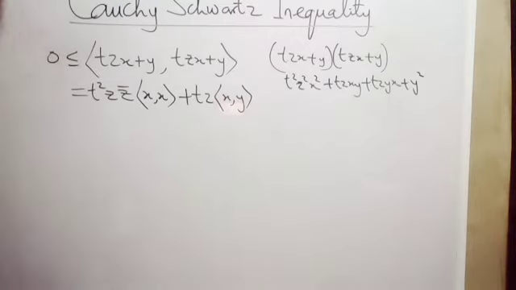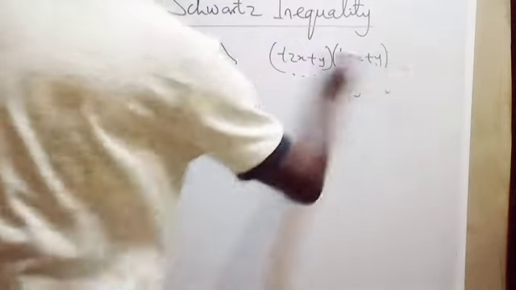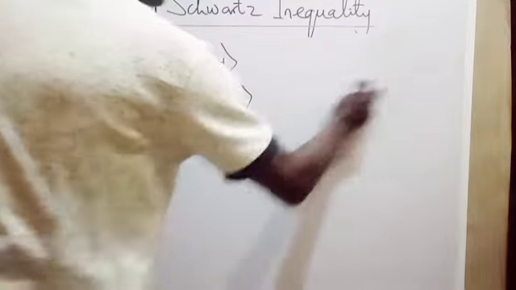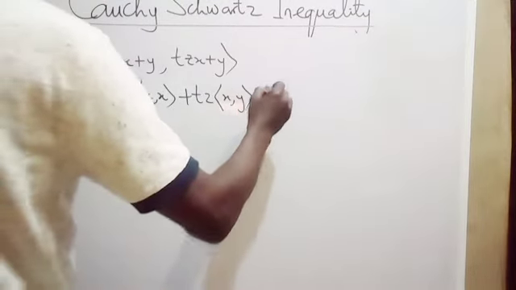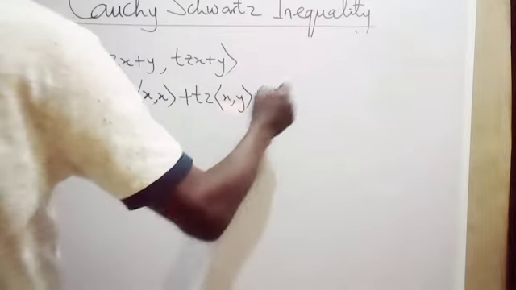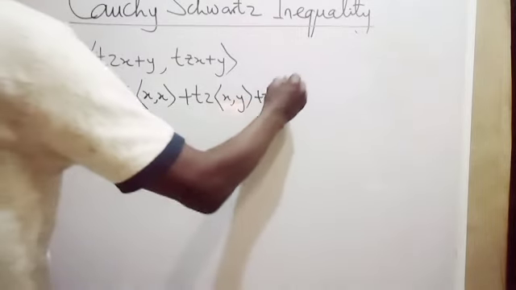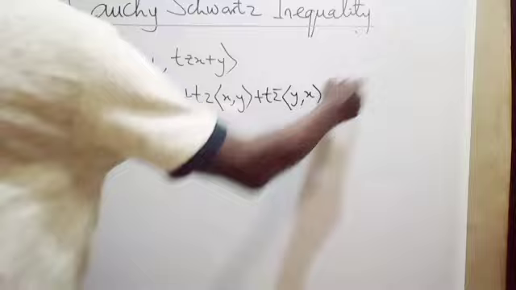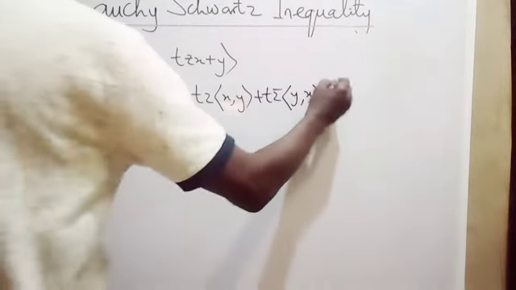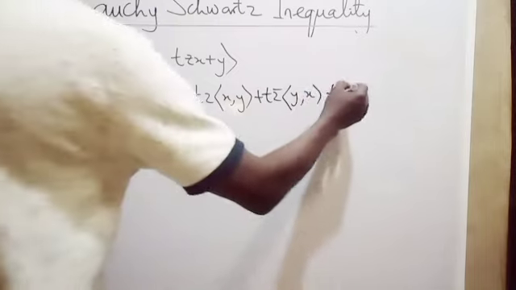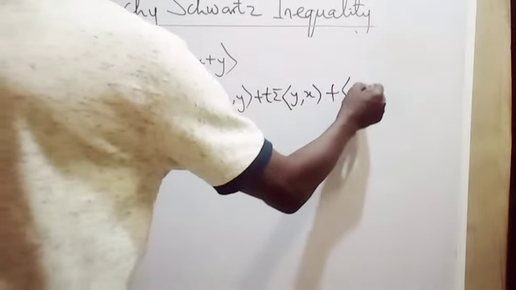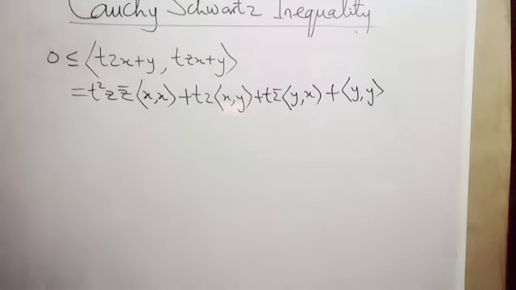then plus tz times the inner product of x comma y. Then the other one will be plus t times the complex conjugate of z, times the inner product of y comma x, and then the last one is the inner product of y comma y.